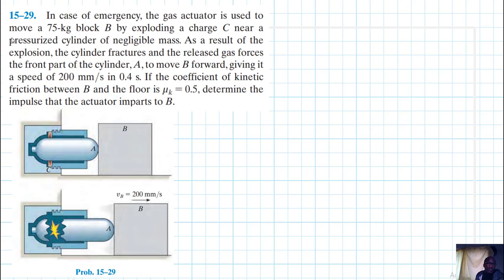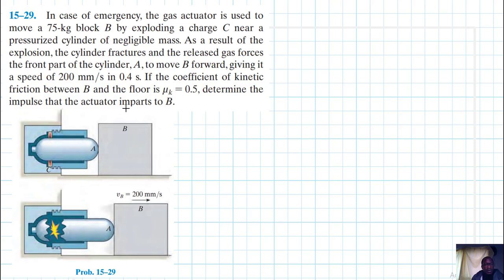The problem reads: in the case of emergency, the gas actuator is used to move a 75 kg block A by exploding a charge seen near a pressurized cylinder of negligible mass. As a result of the explosion, the cylinder fractures and the released gas forces the front part of the cylinder A to move B forward, giving it a speed of 200 millimeters per second in 0.4 seconds. If the coefficient of kinetic friction between B and the floor is 0.5, determine the impulse that the actuator imparts to B. This problem is coming from Engineering Mechanics and Dynamics, 14th edition, by R.C. Hibbeler.